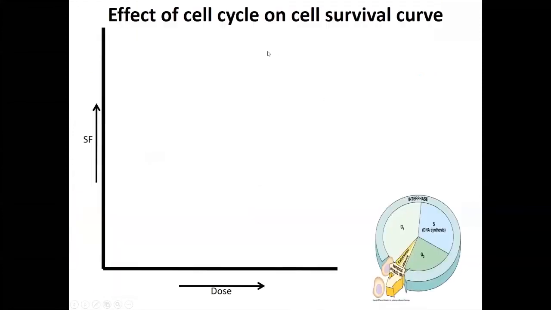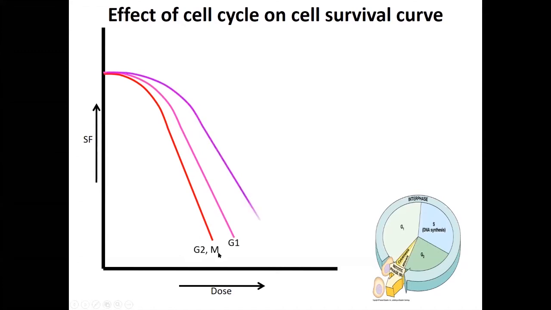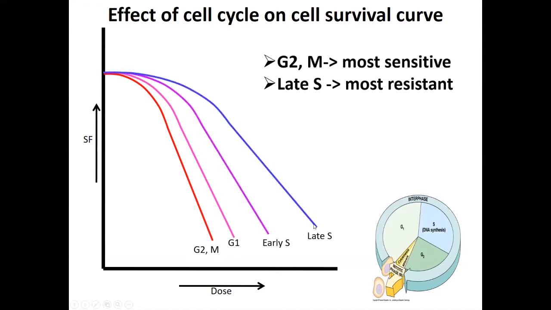Then redistribution. If you look at the effect of cell cycle on the cell survival curve, we all know that G2M is most sensitive and the late S is least sensitive, or most resistant.